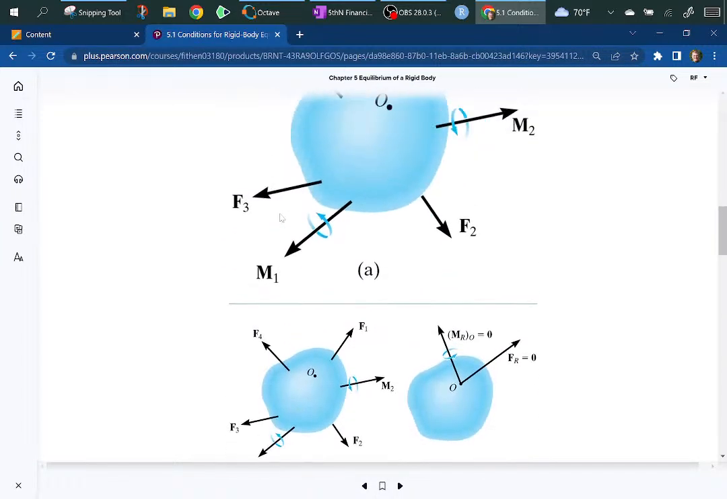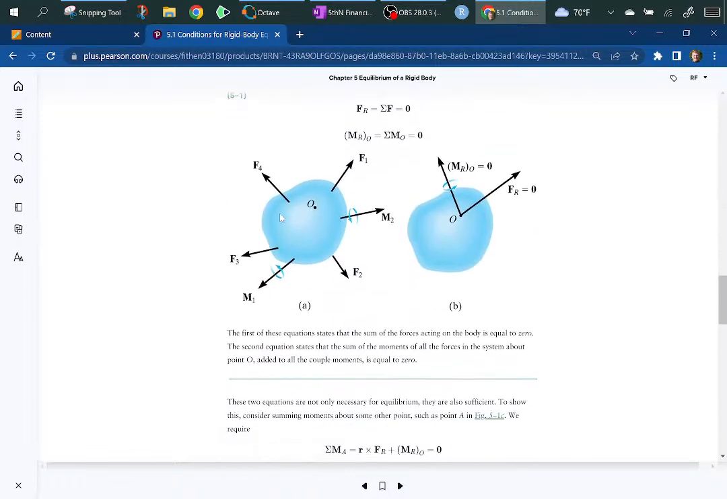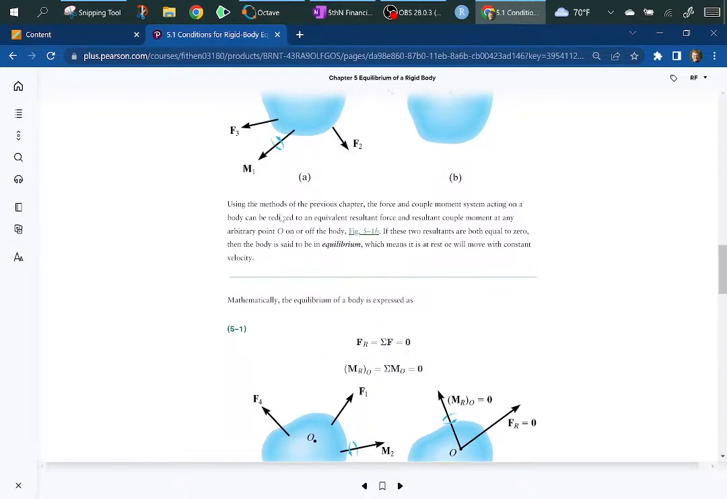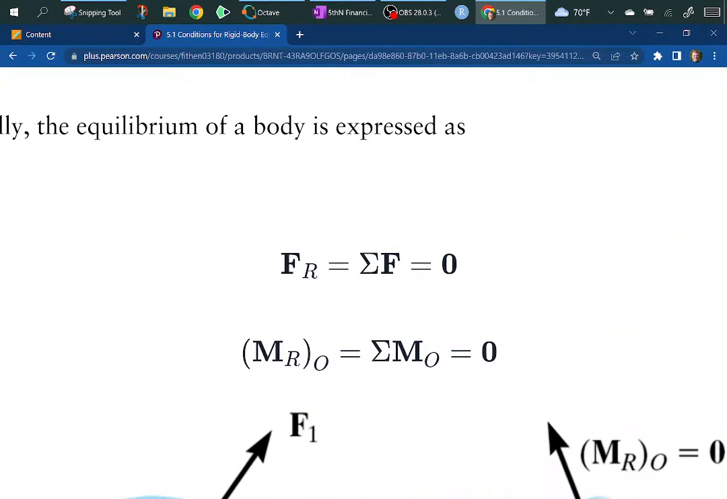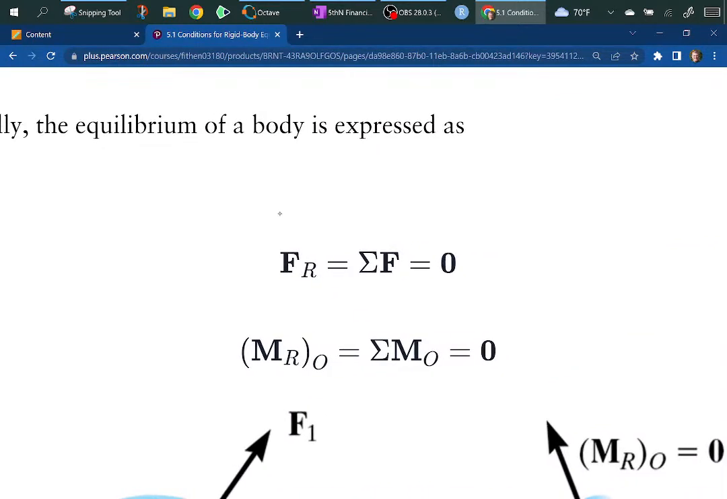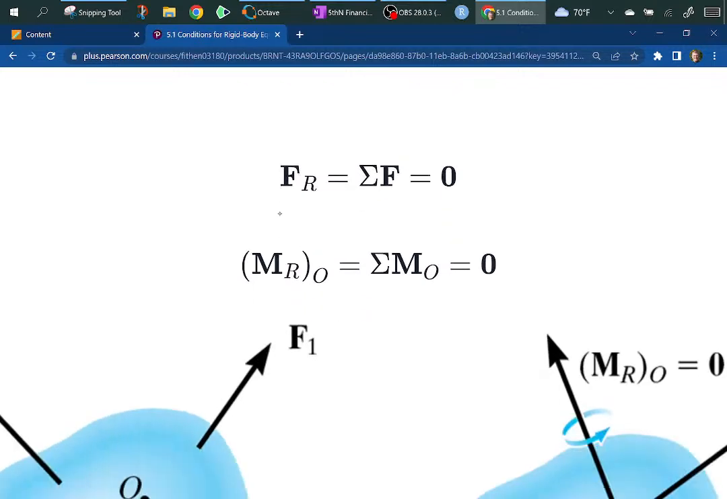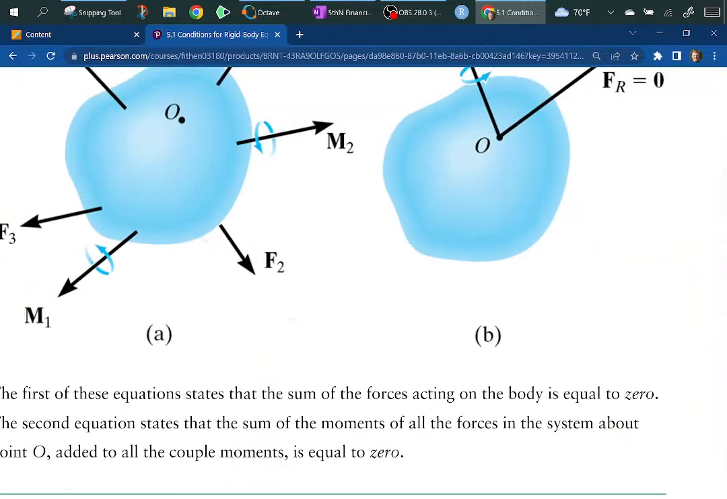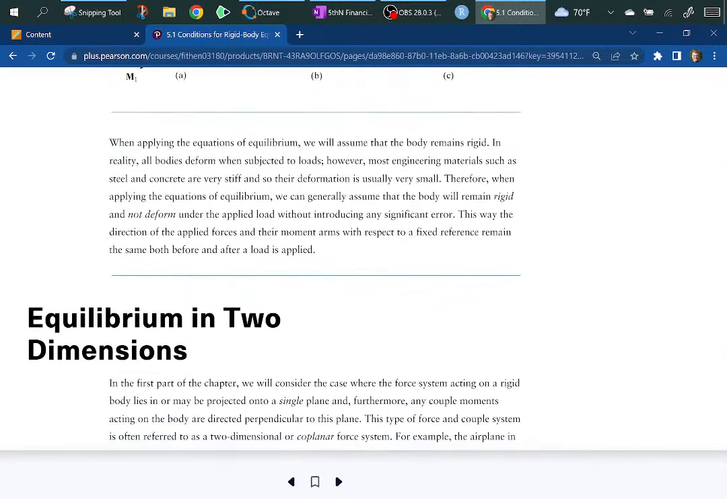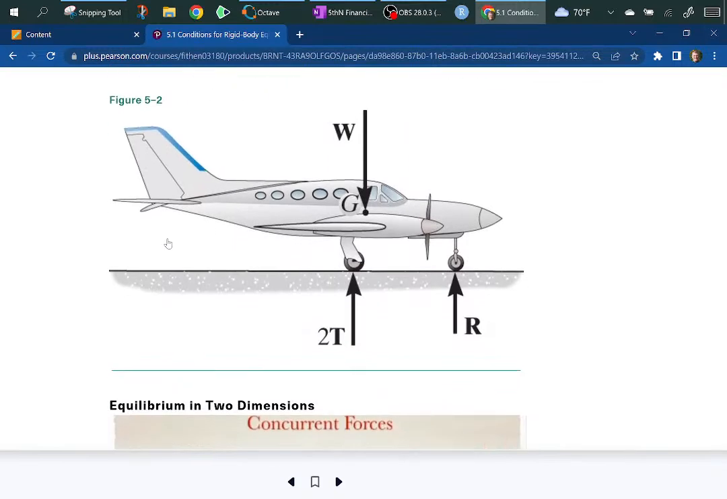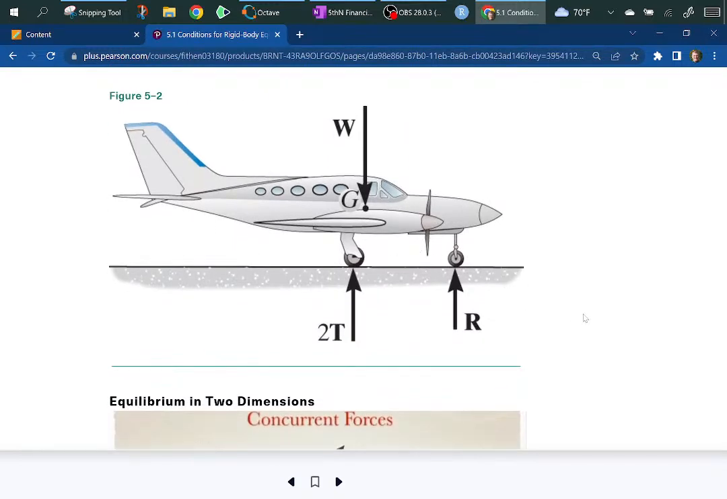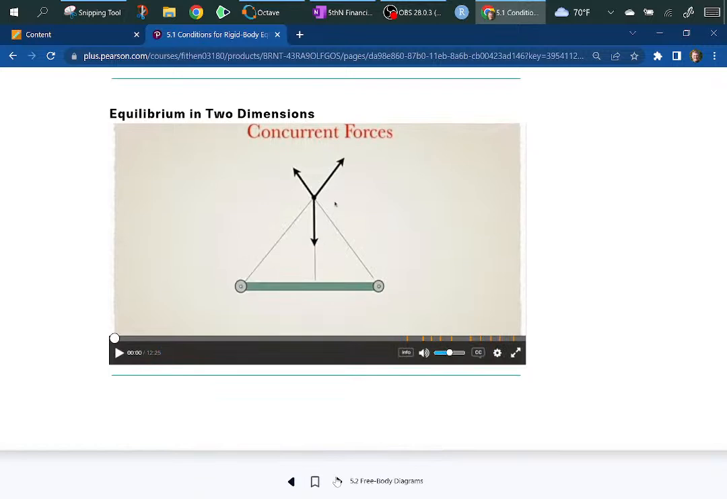So in here, you're going to come down to one simple concept. That's it right there. The sum of the forces and the moments are all going to be equal to 0 such that the body doesn't move. You can do equilibrium in 2 and in 3 dimensions. And the next thing he talks about is free body diagrams.